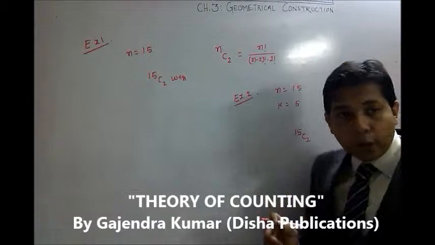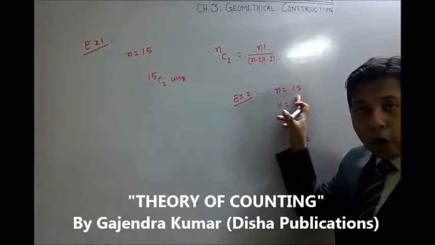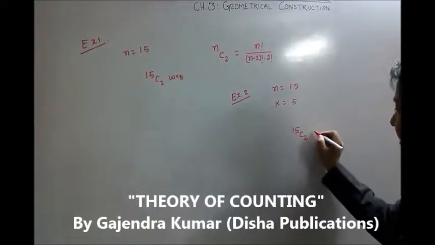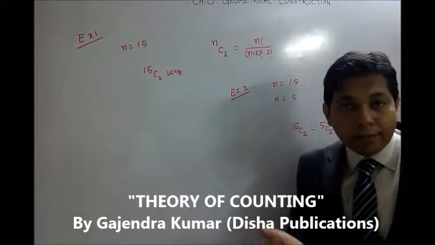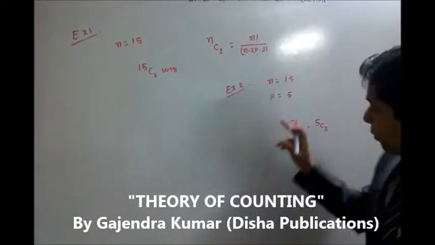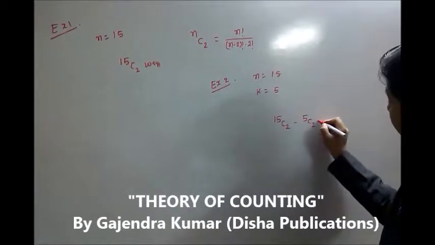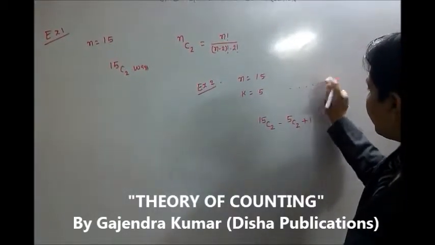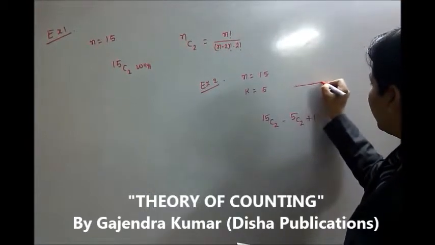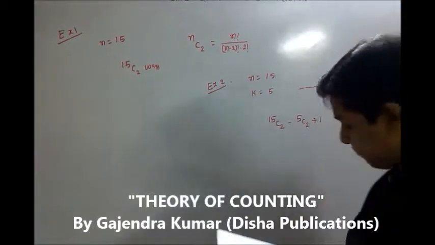If no 2 points are collinear, then 15C2. But since these 5 points are collinear, they are not giving us how many straight lines? 5C2 straight lines. They could have given us 5C2 straight lines, but they are not giving us 5C2 straight lines, so we have subtracted it. Instead, they are giving me one straight line because these 5 points are in a straight line, right? So we have to add plus 1 in this case.